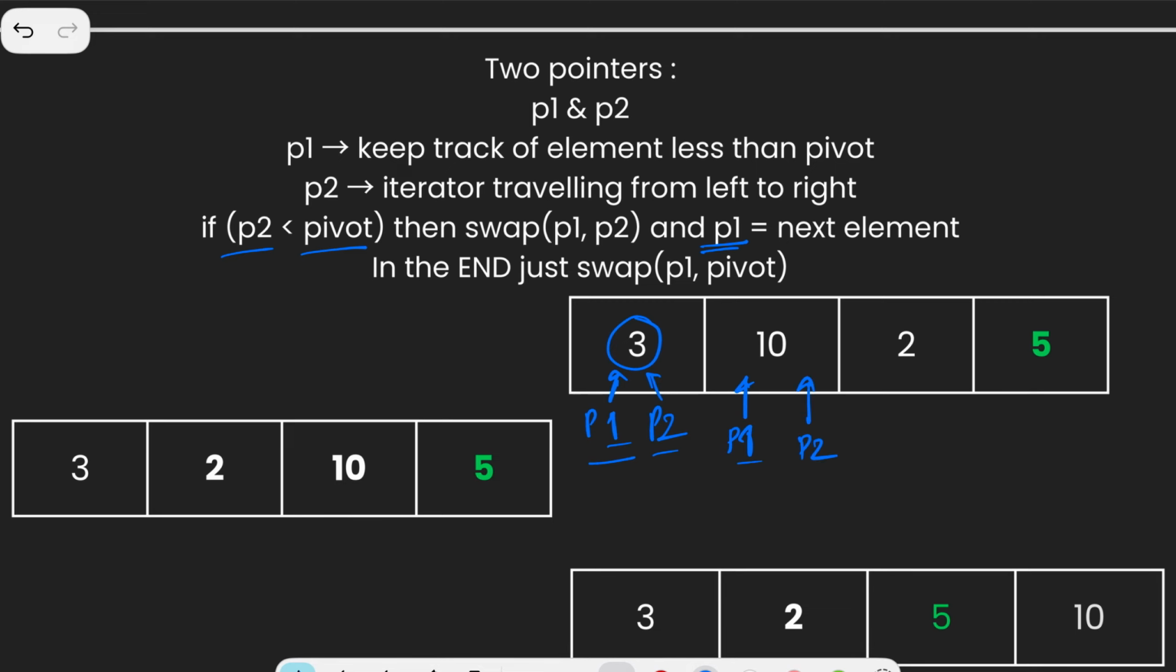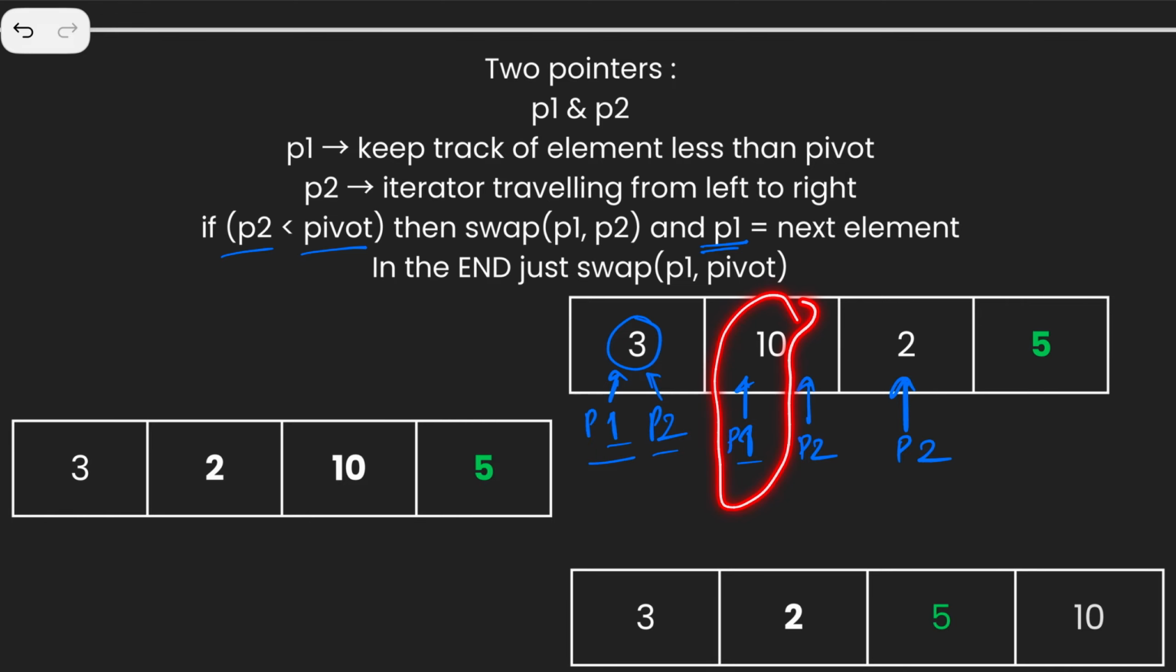Right? Again, what will happen? We will check whether P2 is less than our selected element or not. It's not. 10 is not less than 5, of course. So we are just going to increment P2. Now P2 is here. P1 is still pointing to 10. Why? Remember, P1 is going to keep track of elements that are less than our selected element. So what P1 is saying is, all the elements which are left of P1 will be less than 5. That's what P1 guarantees us. Right? All the elements to the left of P1 will definitely be less than our selected element or pivot element.